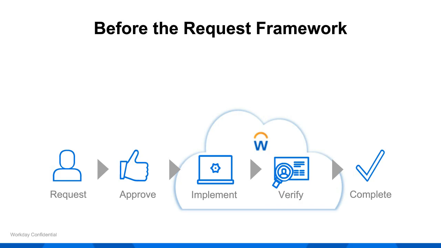So before the request framework, here's an example of what a self-service request might look like. An end user would submit a request, maybe through email or maybe by pushing a paper onto an administrator's desk, asking for some sort of request. Maybe it was a request to add something to their Workday tenant, maybe giving them access to a report, something along those lines. The administrator would then either approve or deny, and this could be through a signature on the paper or an email reply.